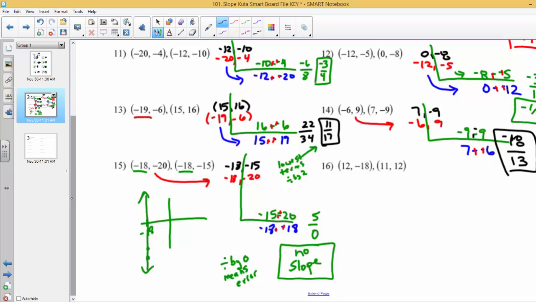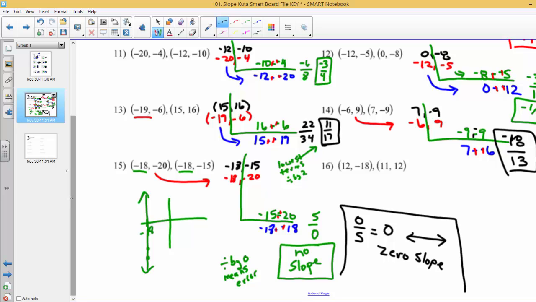That's very different than if the y is the same. If the y is the same, you would get 0 over a number, and 0 over a number is equal to 0. So if your line is horizontal, that is a 0 slope. So that's just a little side note of love. All right, last one in this section.